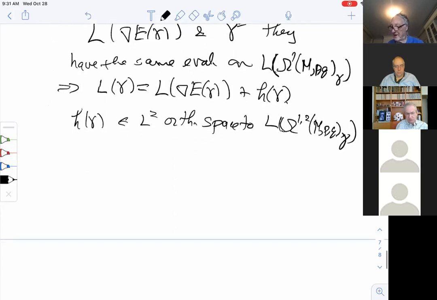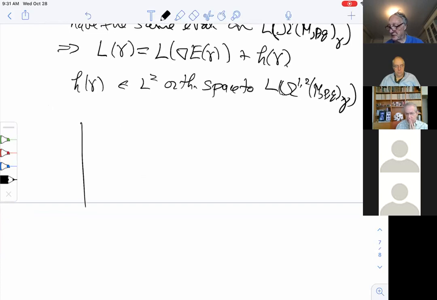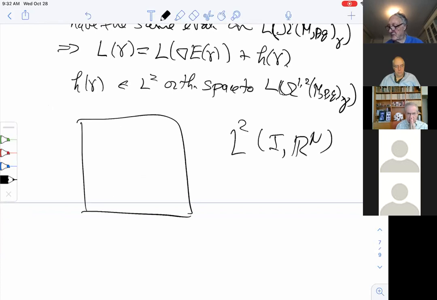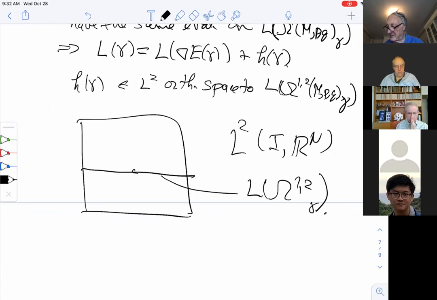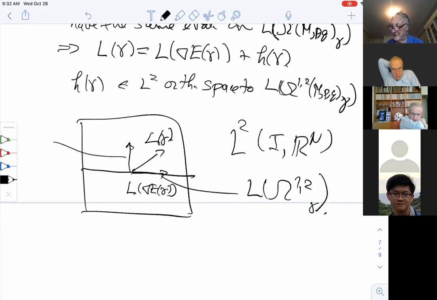Okay, so we have our Hilbert space here, L2. We have a closed linear subspace, L of omega 1, 2, gamma. And we have a vector gamma dot, or L of gamma, somewhere in this space. And we have the vector, the image of the gradient at gamma, which lies in the subspace. The difference of these two is a vector we're calling H of gamma, and it's perpendicular.